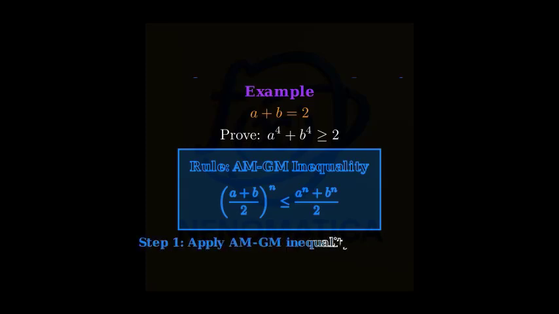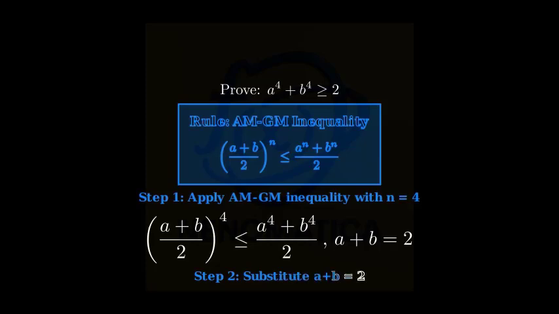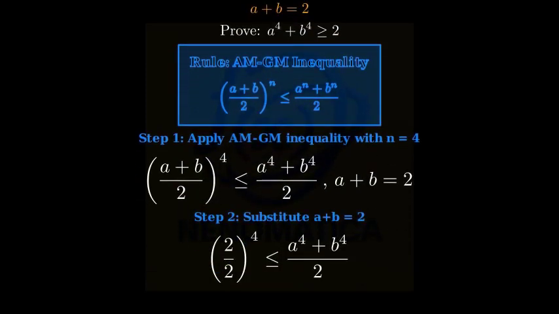Now, let's apply this inequality to our problem. First, we recall that a plus b equals 2. According to the AM-GM inequality, if we set n equals 4, we get that the quantity a plus b over 2, raised to the fourth power, is less than or equal to a to the fourth plus b to the fourth over 2. Second, since we know that a plus b equals 2, we can substitute this into the left side of our inequality. So, we have 2 over 2 raised to the fourth power, which is simply 1, is less than or equal to a to the fourth plus b to the fourth over 2.